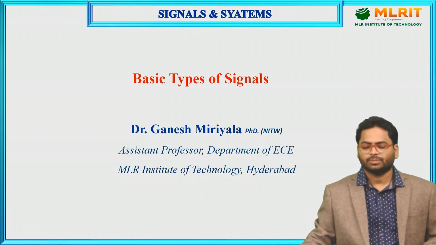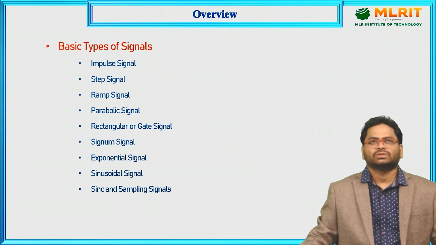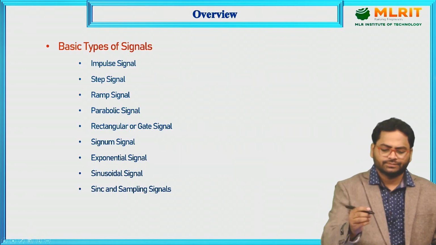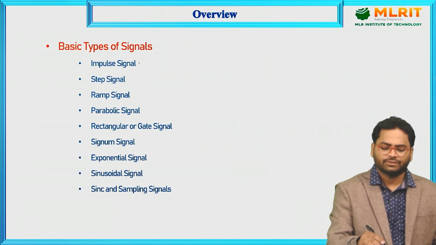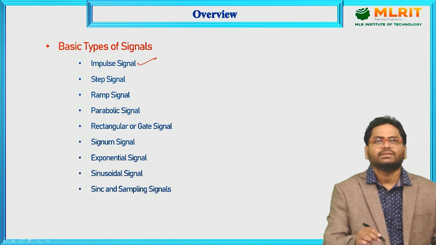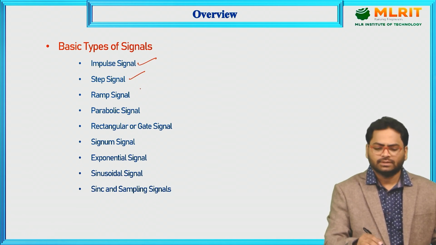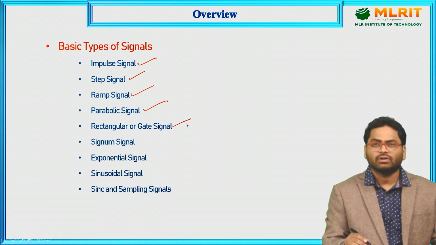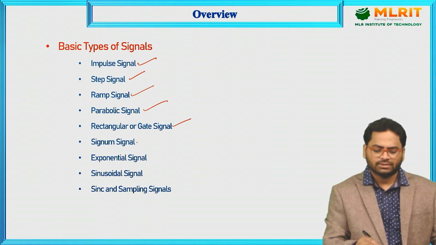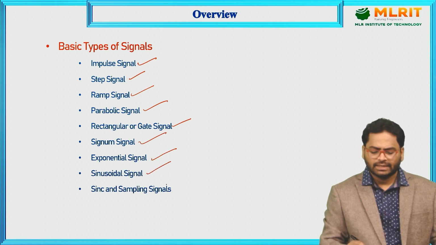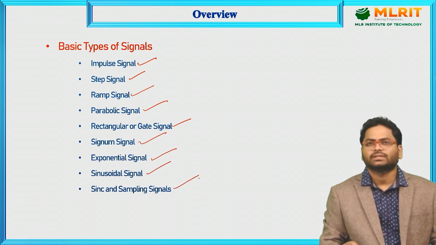Today's lecture is on the basic types of signals. These are the basic types of signals we are going to deal with. The first one is the impulse signal, and the second one is the step signal, then the ramp signal, the parabolic signal, and the rectangular signal, which you can call a gate function or a signum function. Then the exponential signal, the sinusoidal signal, and the sinc function, which you can call the sampling function.